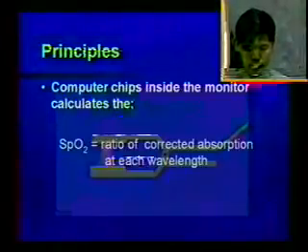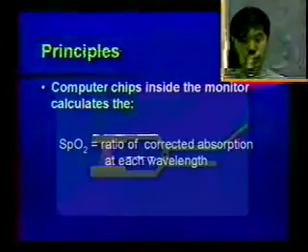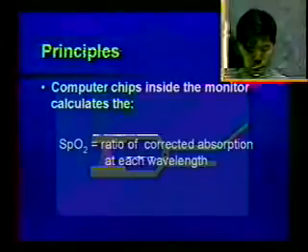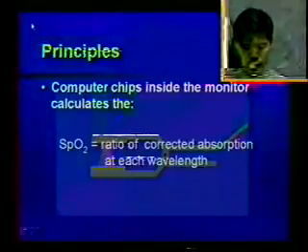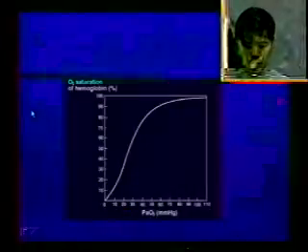And that is why you can have this ratio of this corrected absorption at each wavelength, which is the red and infrared light, and that stands for SpO2, which is the saturation of oxygen. So it is done by the computer chips inside the monitor. How do we use this information?